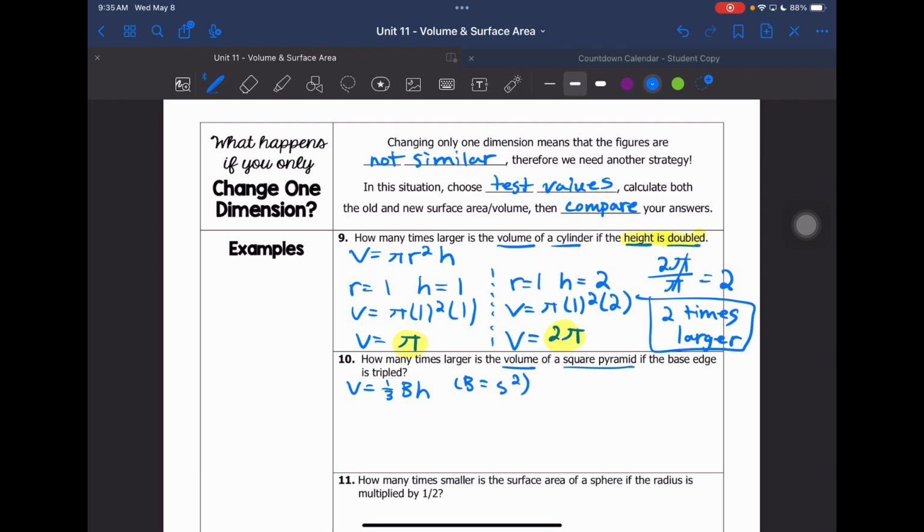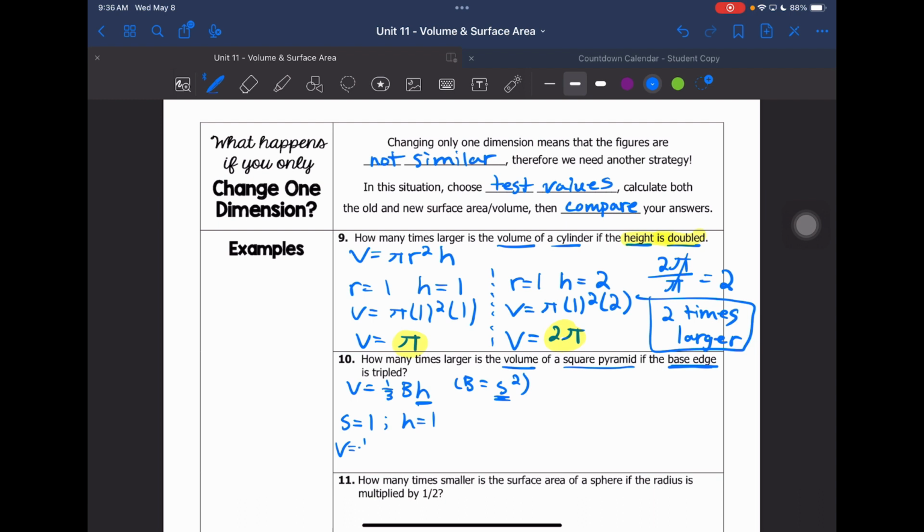So let's pick out some test values for each of our measurements, S and H. Because that is our base edge, that's like the side of that square. So that's why we need to define what S would be, or a base edge. S is just going to start off as 1, and then our height can also start off as 1.